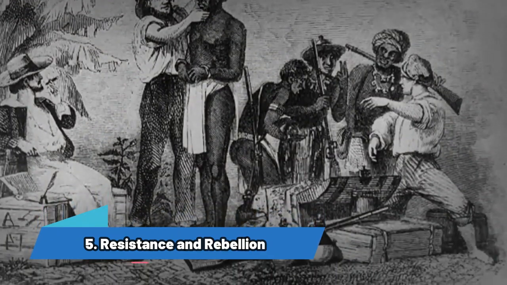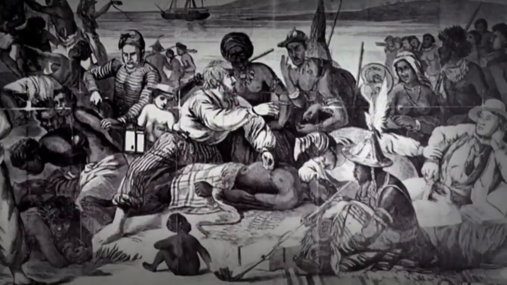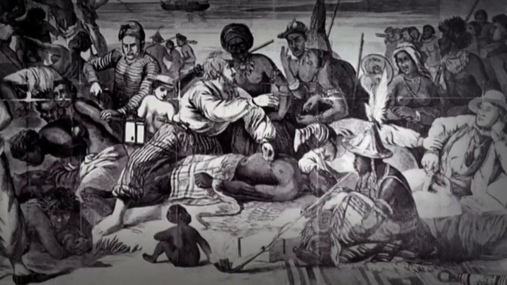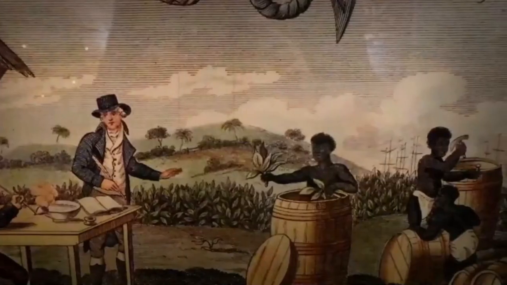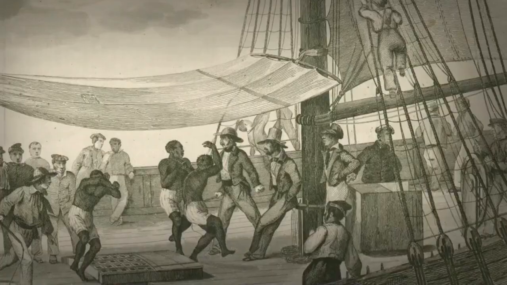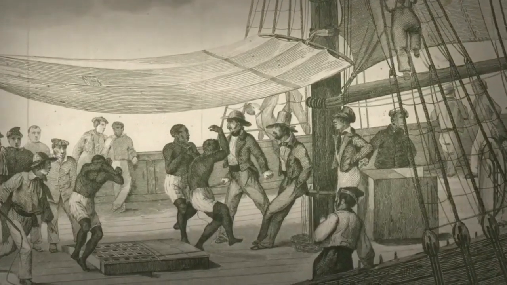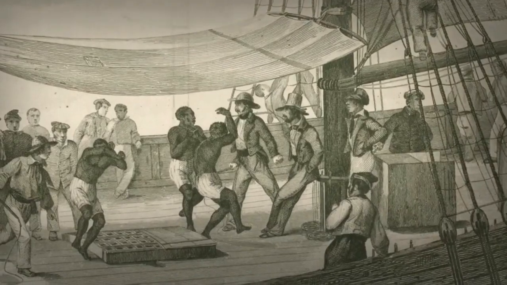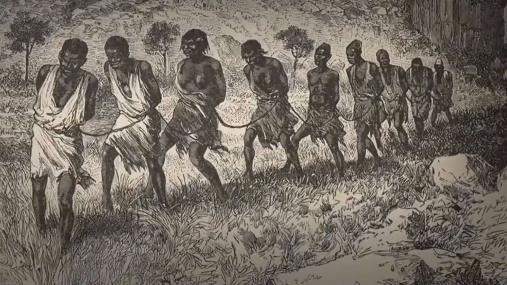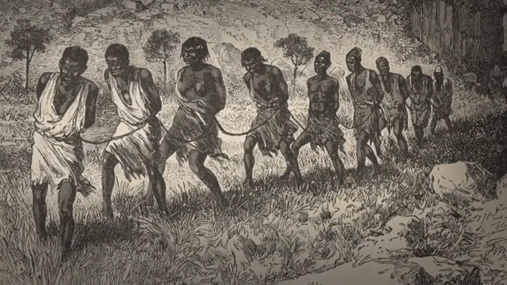5. Resistance and rebellion. Despite the pervasive nature of the slave trades, resistance and rebellion were common. Enslaved Africans frequently resisted their captors through various means, including escape, sabotage, and armed uprisings. These acts of defiance highlight the resilience and determination of those subjected to the horrors of slavery.